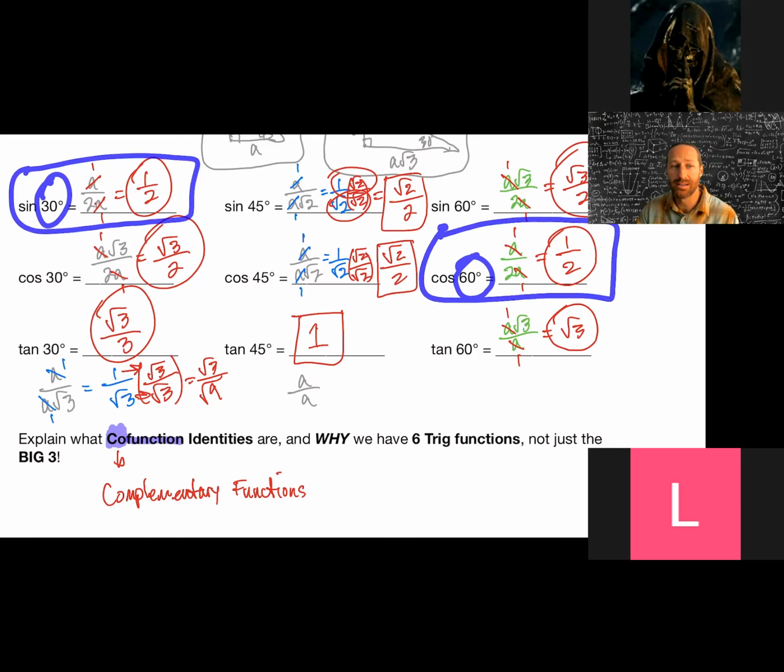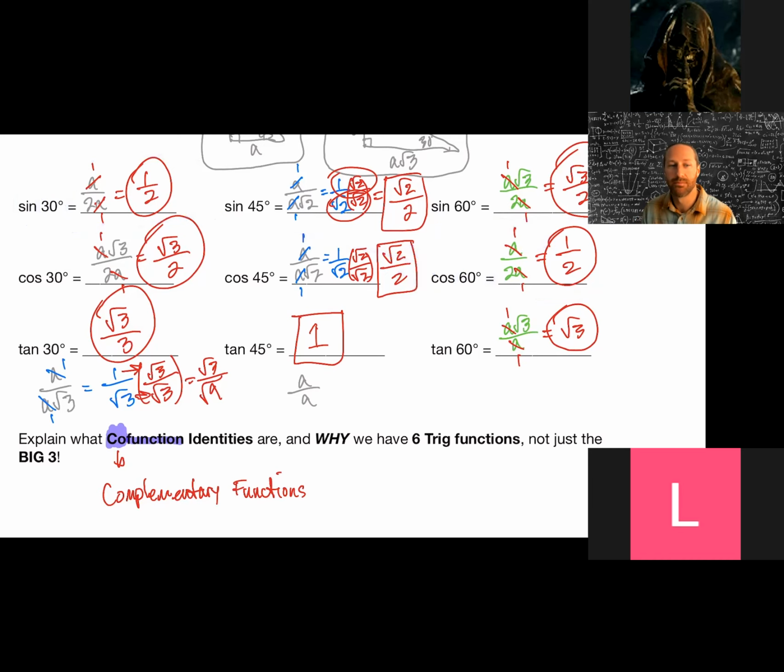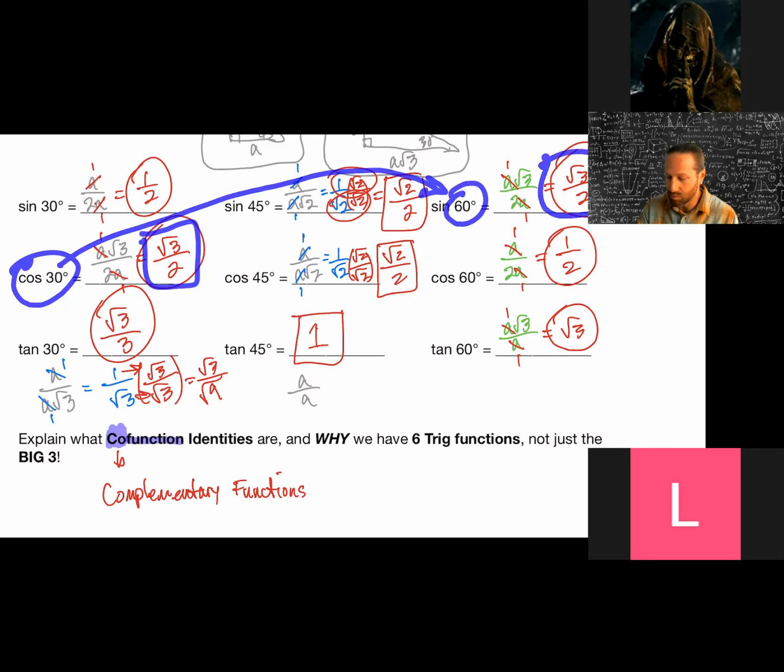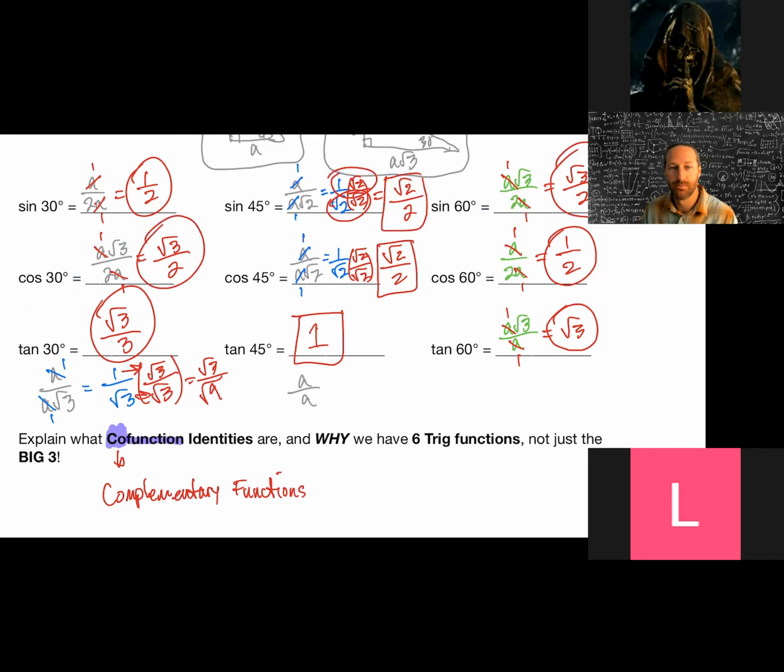So if you have memorized the sine of 30 is 1/2, then you should also have memorized that what? Cosine of 60 is 1/2. And if you have memorized that the cosine of 30 is √3/2, then you should also know that the sine of 60 is √3/2. And obviously the sine and cosine of 45 are the same. We saw that.